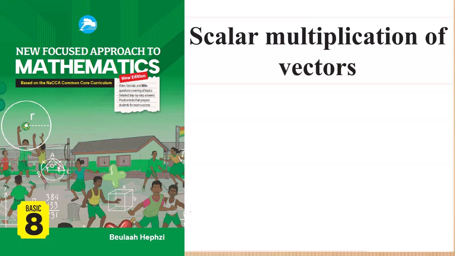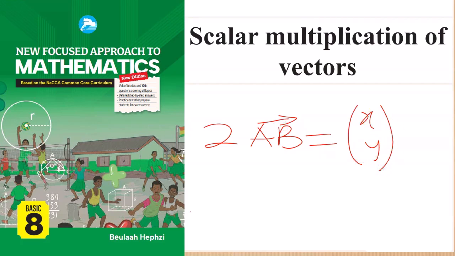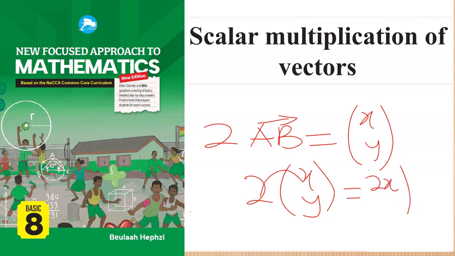What it means is that if I have a scalar, let's say 2, and it is to multiply a particular vector, let's say the vector (x, y), then what it means is that 2 is going to multiply the vector (x, y). By scalar multiplication, the 2 will multiply the x to give you 2x, and 2 will multiply the y to give you 2y. So the result becomes the scalar product, or the scalar multiplication, of the vector.